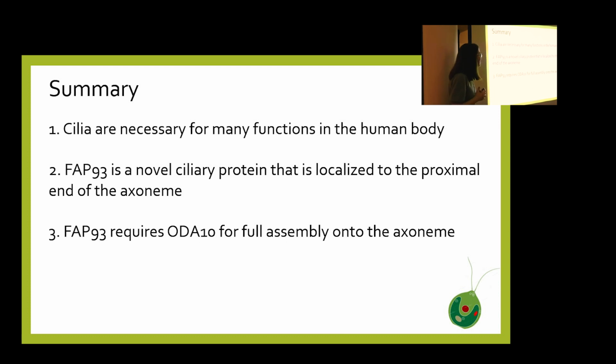In summary, cilia are necessary for so many functions of the human body. FAP93 is a novel ciliary protein that is localized to the proximal end of the axoneme. And FAP93 requires OTA10 for full and complete assembly onto the axoneme.